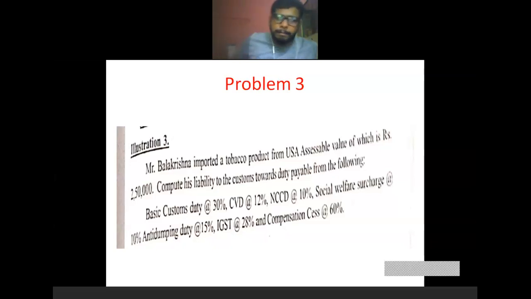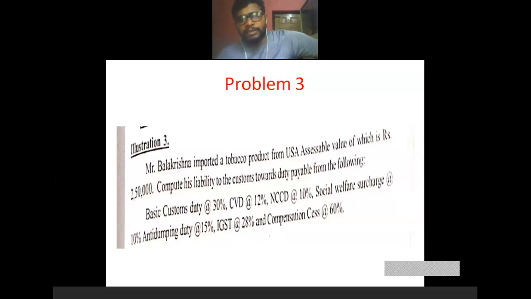Read the problem. Mr. Balakrishna imported a tobacco product, so product is tobacco, from USA, assessable value of which is rupees 2,50,000. It is given in terms of rupees only. In the last two problems, assessable value was given in terms of dollars, that you converted into rupees with the exchange rate. But here exchange rate is not given, assessable value is given in Indian rupees itself. So take it as it is, assessable value 2,50,000 first.